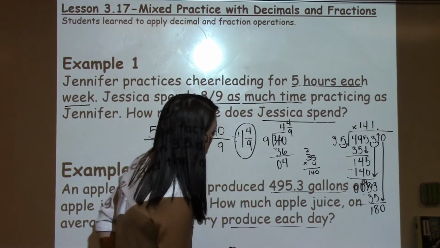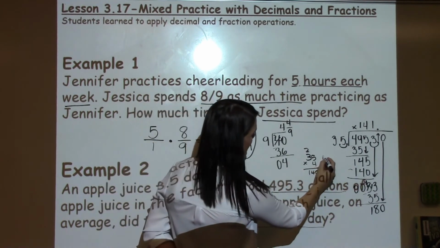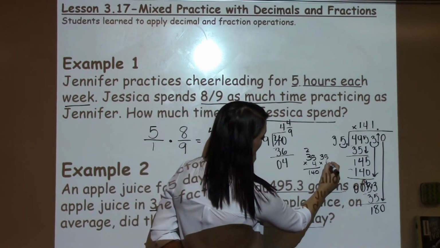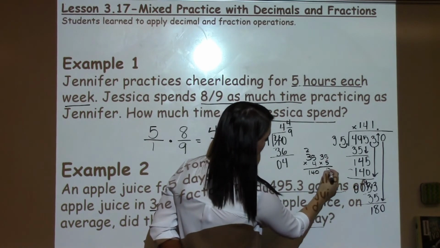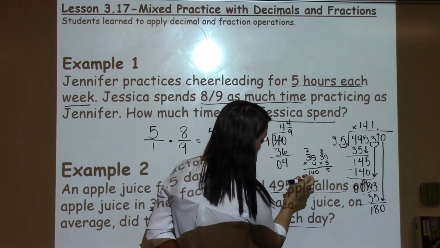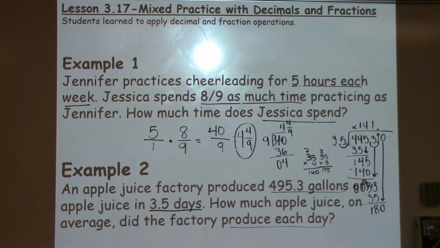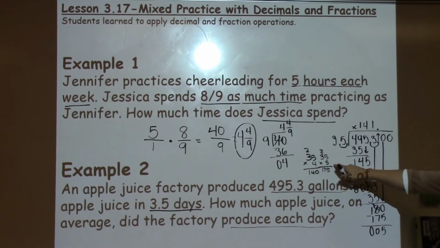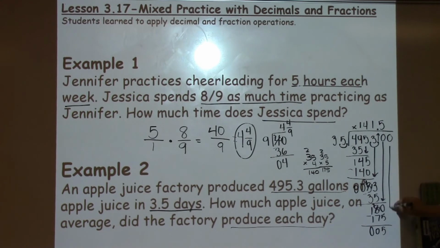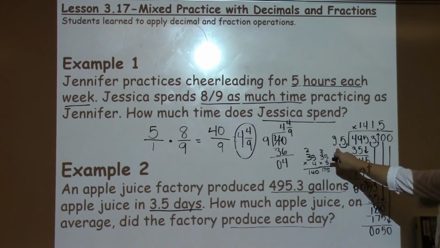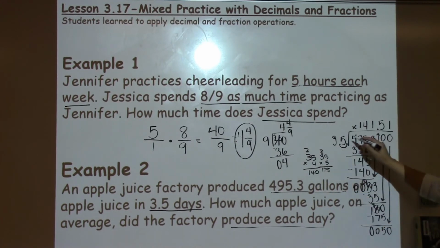Well, 35 times 4 was 140, so now I'm going to try maybe 35 times 5. 5 times 5 is 25. 5 times 3 is 15, plus 2, 17, gets me very close. 175. When I subtract, I'm going to be left with 5 again. So I add another 0. Let's not forget to put our 5 up there. All right, now I have 50 and I need to decide how many times does 35 go into 50. Well, I know it goes in about 1 time.